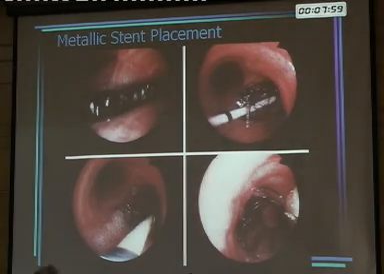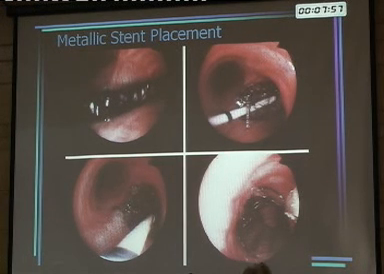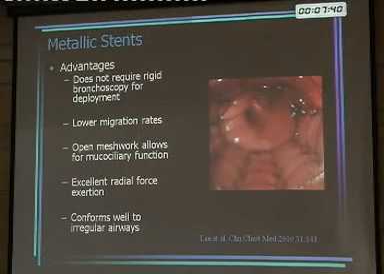And this is an example of a metallic stent placement during rigid bronchoscopy, where you have a flexible scope through the rigid scope, and you're watching the deployment of the stent, and you can still adjust the deployer. You can move it in and out. Now the stent is deployed and it's in place.